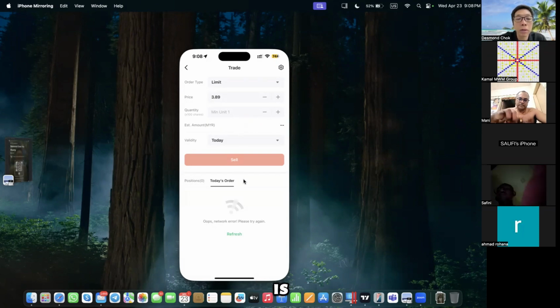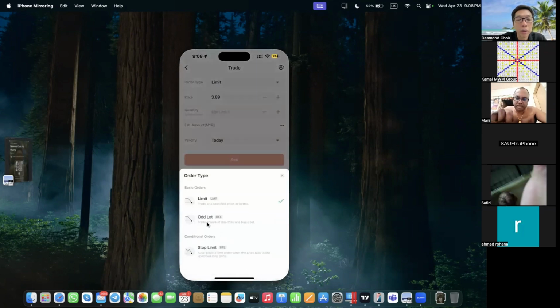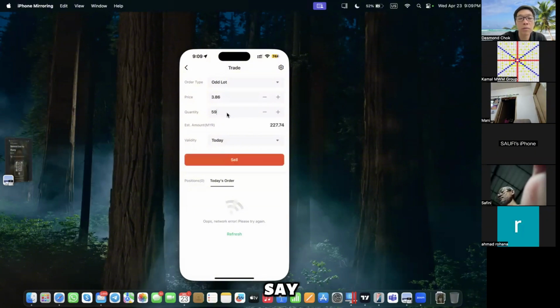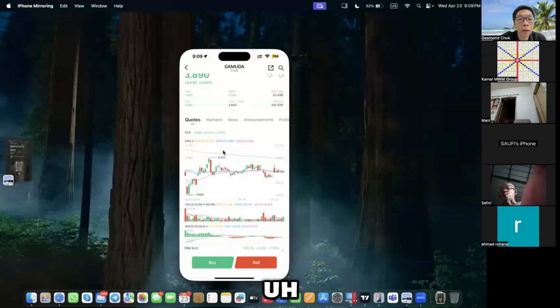So what you can do is you use this one. Use the odd lot. You sell in odd lot. Okay. Sell in odd lot. Then you see there's no times 100 here. You can key in, let's say just now I say 59. Let's say 59. You can sell 59. Okay.